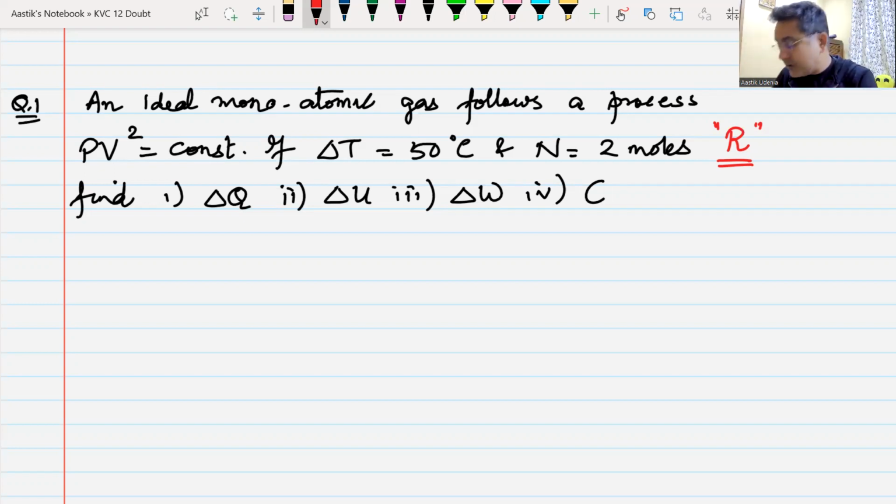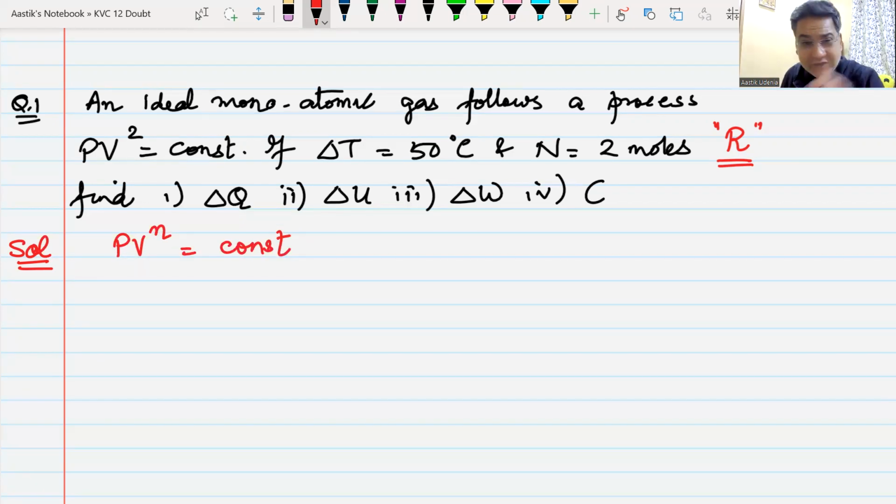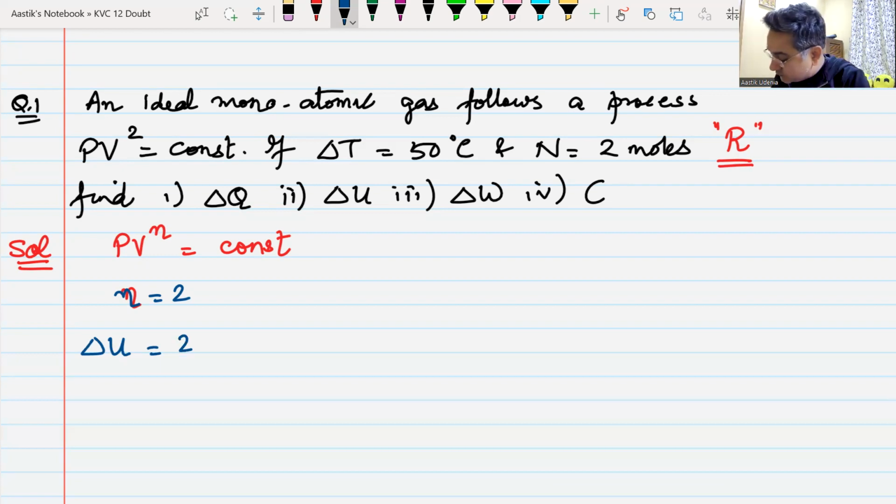Okay. Good. I think that looks good, but let me solve it. Here, if I compare it with the equation PV raised to the power eta as constant, my dear friends, you are going to get the value of eta as 2. Now everything is clear. Let us first find out the value of delta U. It is n, the value of n is 2 moles, into CV. It is given as an ideal monatomic gas. So what is the CV of an ideal monatomic gas?